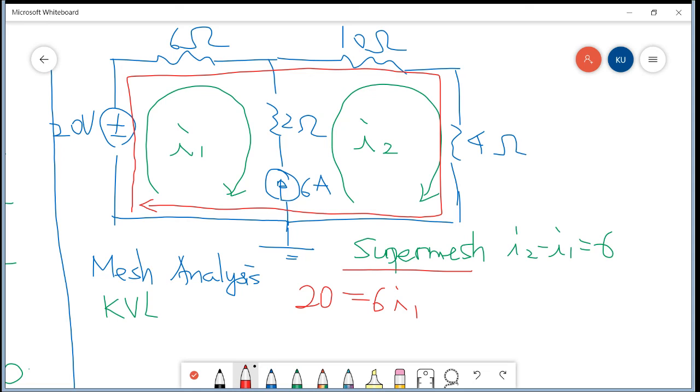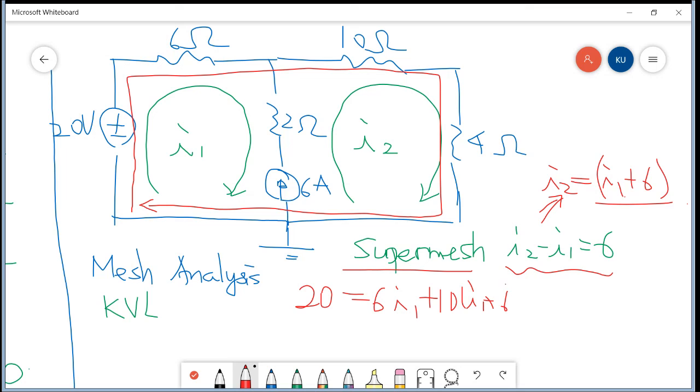And for this one you can write I2 equals I1 plus 6. Okay, so just move I1 to the right hand side. And then for this resistor, this is 10 ohm and the current is I2, so it is 10 times I1 plus 6. And for this 4 ohm, the current is also I2, so it is 4 times I1 plus 6, like this, plus.